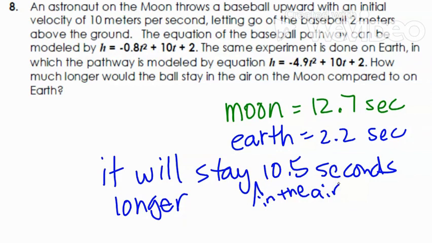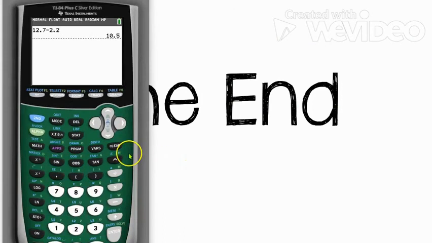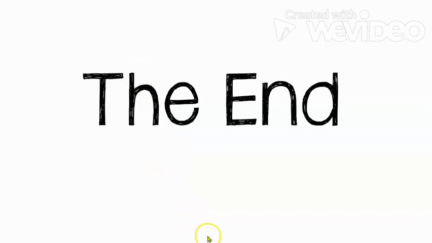It will stay in the air 10.5 seconds longer on the moon. And that concludes our lesson on projectile motion. All right, I hope you feel comfortable with this calculator and calculating the maximums and the zeros and all of that. So hopefully you can tackle any word problem that comes your way. All right, that's it.